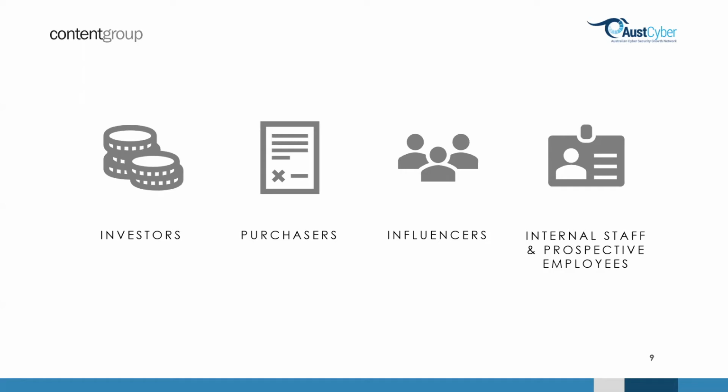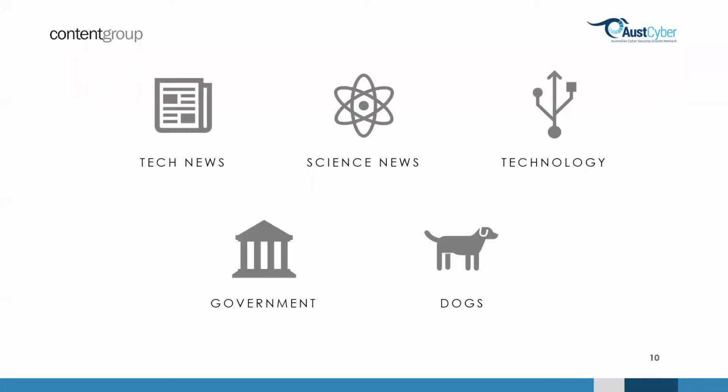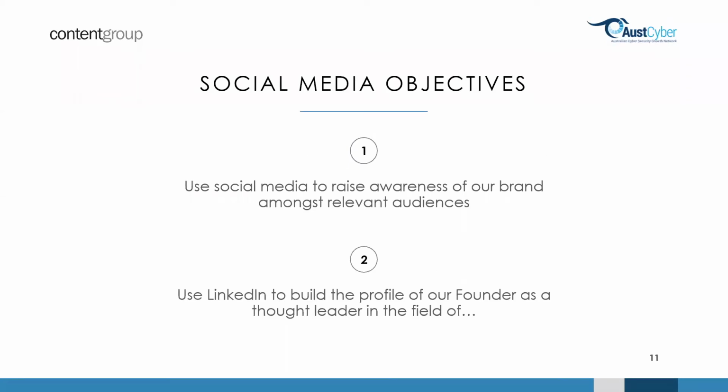I'm going to show you some of the key interests of the people who follow AustCyber on Twitter. This is according to Twitter Analytics, and don't worry, I have asked them about this in advance. So we've got tech news, science news, technology, government, all highly relevant to the activities of AustCyber, and of course dogs, because it's impossible to be on social media without an interest in some kind of animals. So as you can see, the right content on Twitter will attract a highly relevant audience, and it's the same for LinkedIn too. So once we've thought about our audience in some detail, it's a great place to start with setting some objectives.